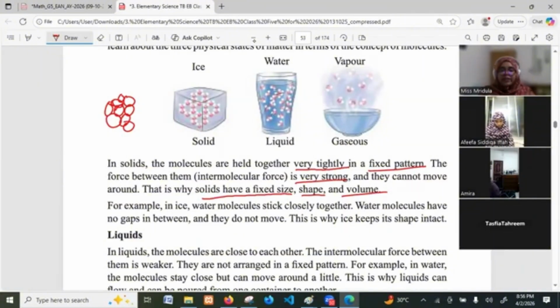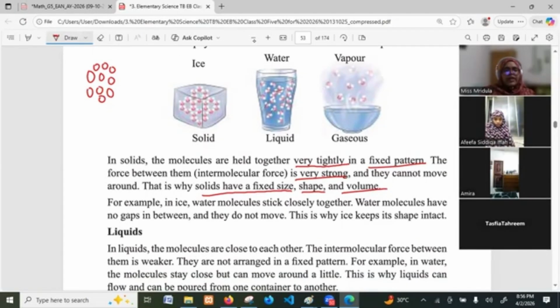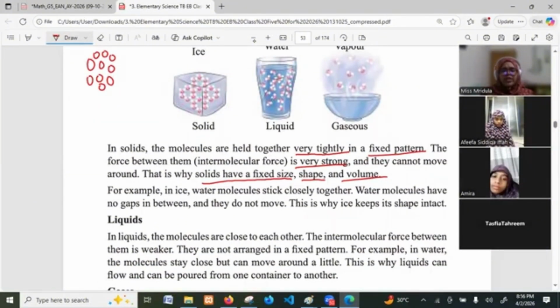Okay, let's talk about the liquid. As you can see, in liquids, yes, they are close, but they have some gap. ঠিক আছে, আমি যদি এখানে একটু portray করি, so they will have some gap. Not that much, but it will be more than the solid. ঠিক আছে? So in liquid, the molecules are close to each other. The intermolecular force between them is a bit weaker, so it will be easily broken. Not that easily, but easier than the solid one. If it was very close, now it is a bit weak. So they are not arranged in a fixed pattern.